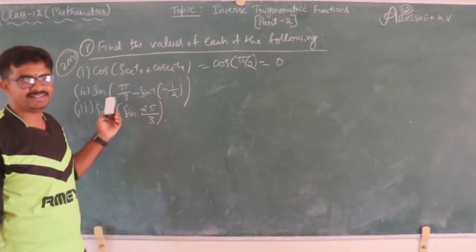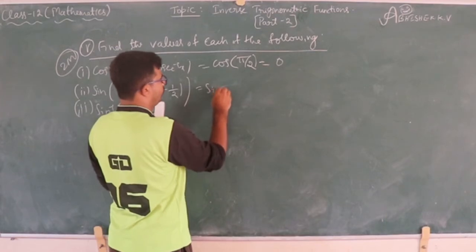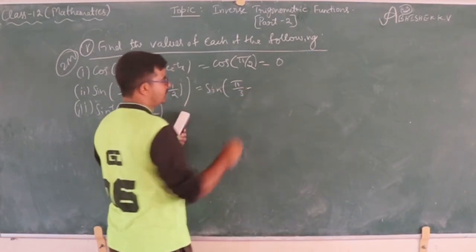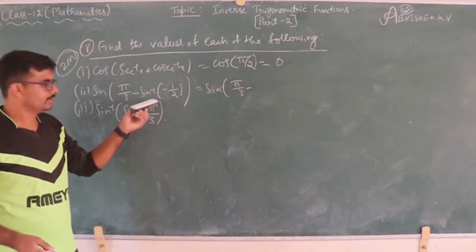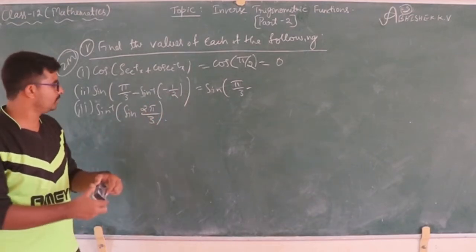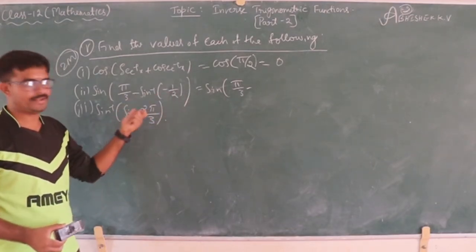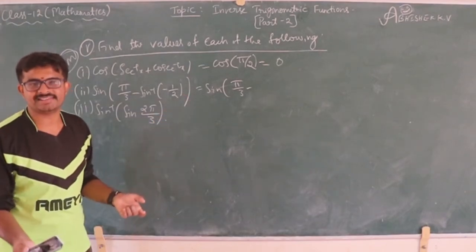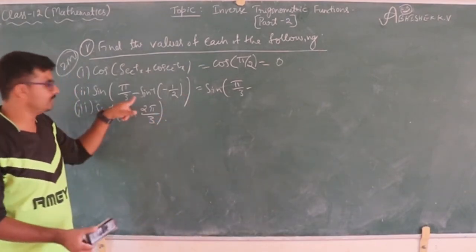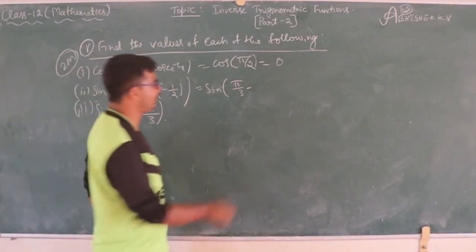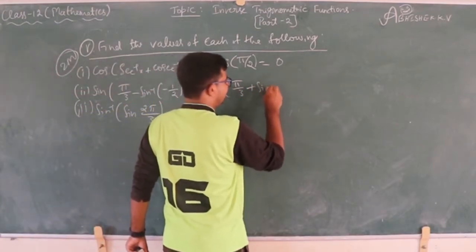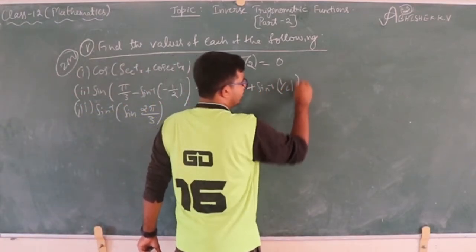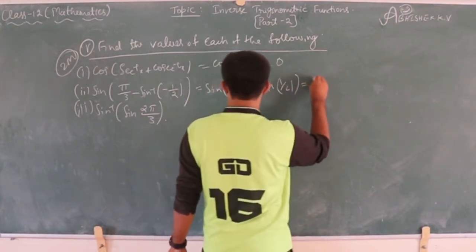See, let us consider this. Sin of pi by 3 minus sin inverse of minus 1 by 2. We solve this from the left. It is like a chain. We should separate this chain from the left. What is sin inverse of minus x? It is minus sin inverse x. We already have a minus. Minus into minus, what? Plus sin inverse 1 by 2. Sin inverse 1 by 2, this is equal to what?